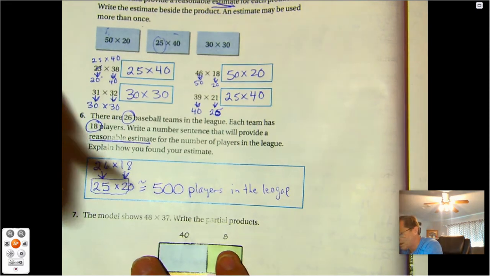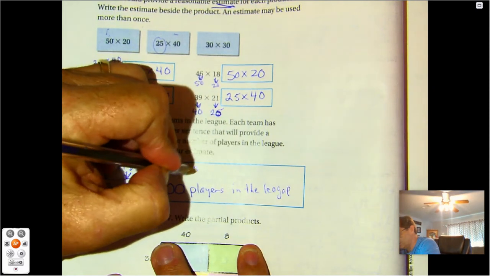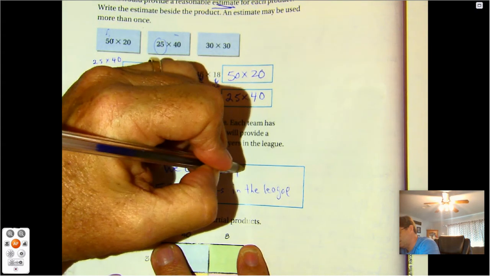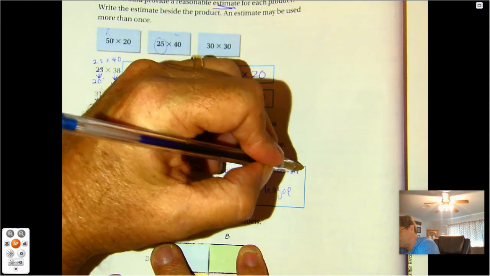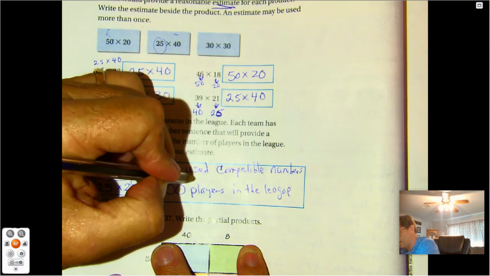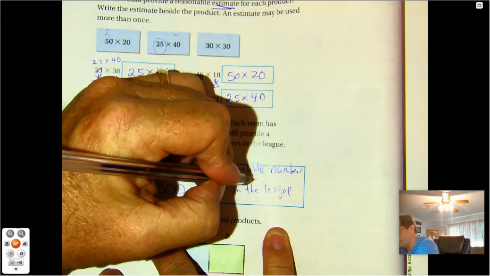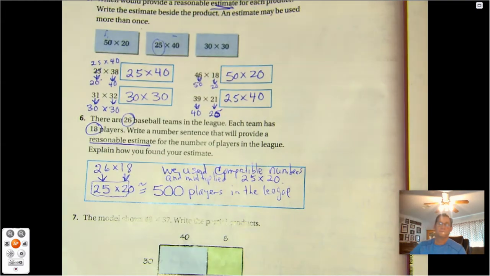And what did we do to find our estimate? We used compatible numbers and multiplied. What did we multiply? We multiplied 25 times 20. So that was easy to do in our head.